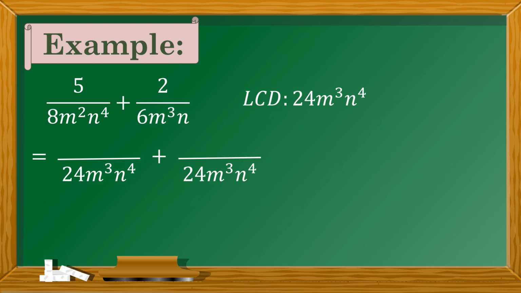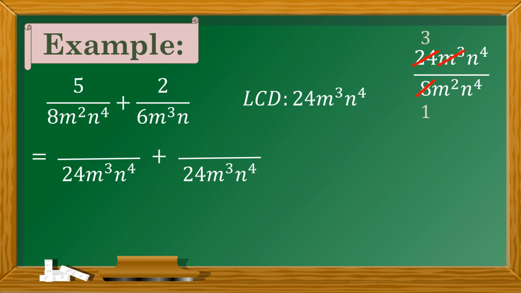So we have to then find the numerators of each expression. To find the numerator of each expression, we have to divide the LCD by the denominator and multiply the quotient by the numerator of the original expression. So let's first find the numerator of the first expression. Again, divide the LCD, which is 24m cubed n to the fourth power, by the denominator of the first expression, which is 8m squared n to the fourth power. So dividing 24 by 8, that is 3.